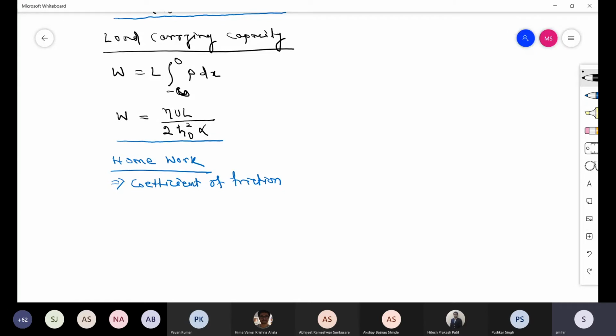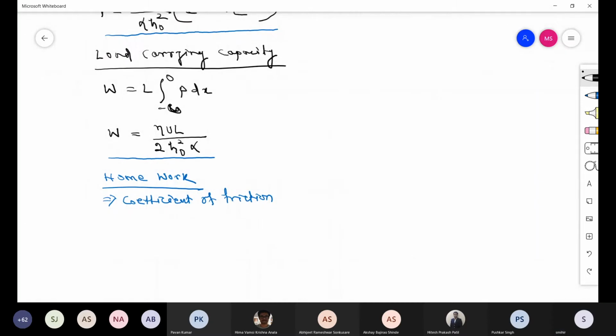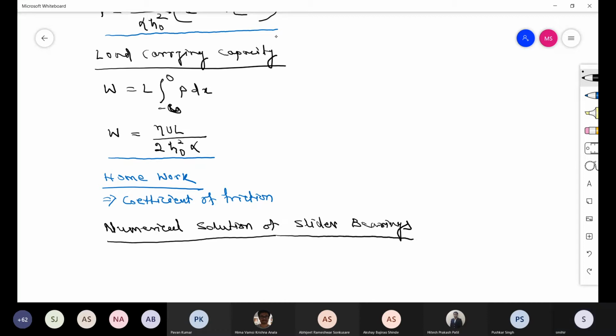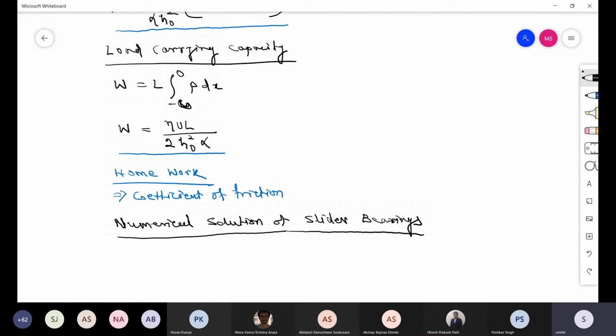There are various numerical solution methods available. So, numerical solution of slider bearing. Be very careful with this part. You can ask me any question because after this you have to do a MATLAB program and submit the assignment in Moodle.